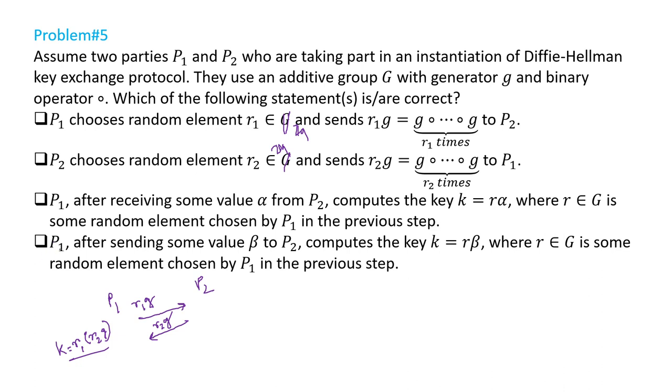And according to the fourth statement, P1 after sending some value beta to P2, so P1 is sending R1G to P2, computes the key K equal to R beta, where R is some random element chosen by P1 in the previous step. So P1 chose R1 in the previous step, so R is R1 and beta is actually R1G. So according to the fourth statement, P1's key is R1 into R1G. So which among them are correct actually?